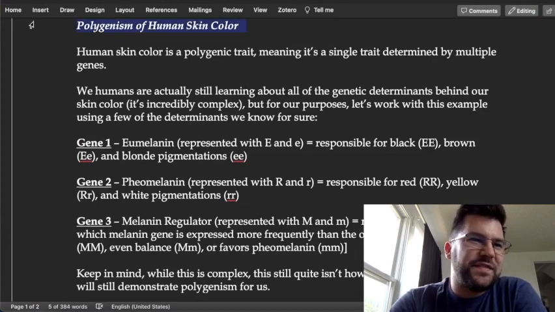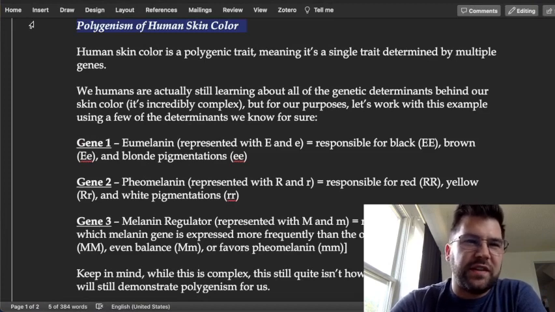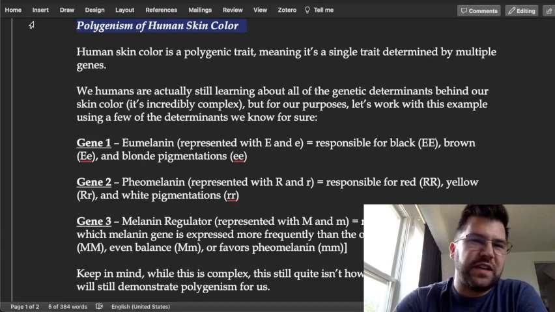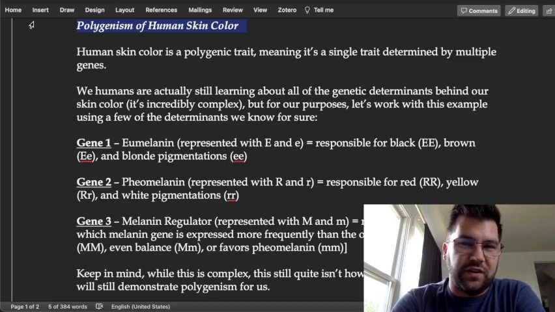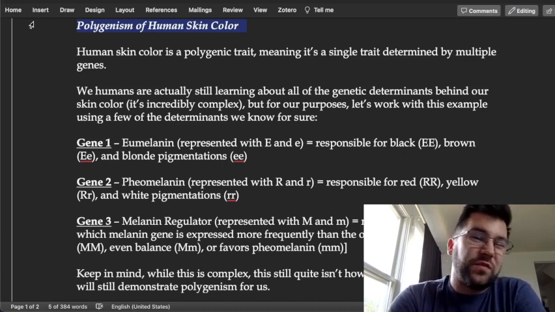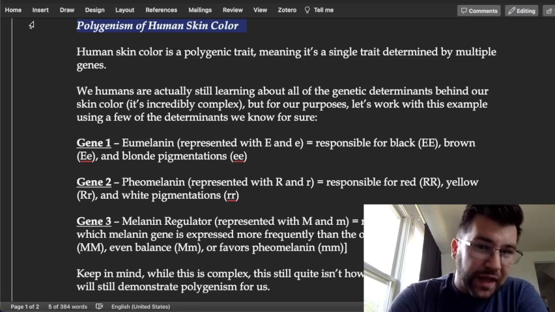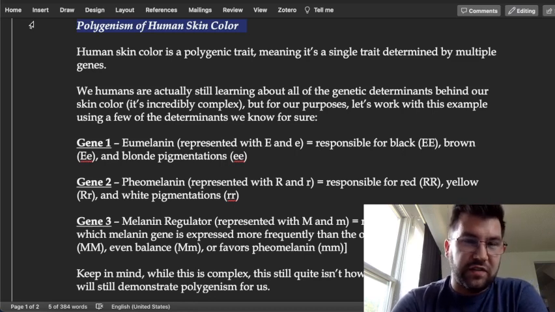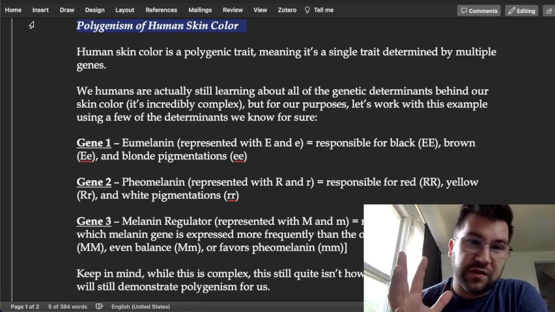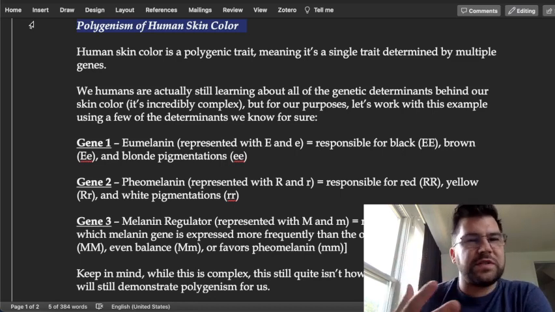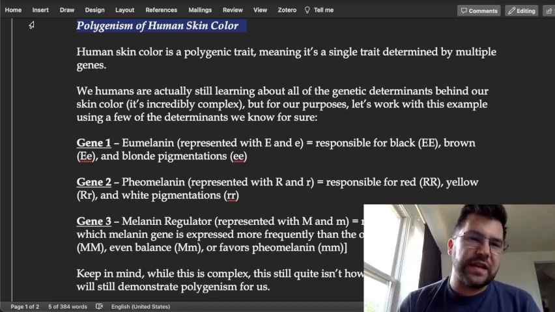Easy explain for polygenism. So for this topic in non-Mendelian genetics, we're going to be looking at the example of human skin color, which I think works pretty well. Human skin color in reality is incredibly complex. We actually still don't even understand it fully, given the amount of factors that are at play. But for our purposes today, to understand just what polygenism is, human skin color is just going to work great.